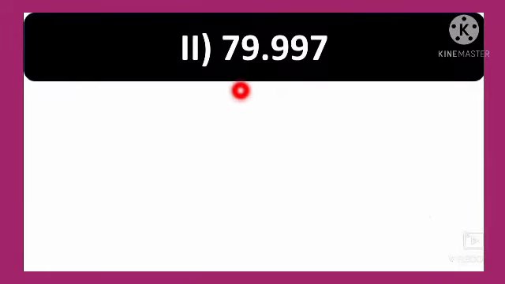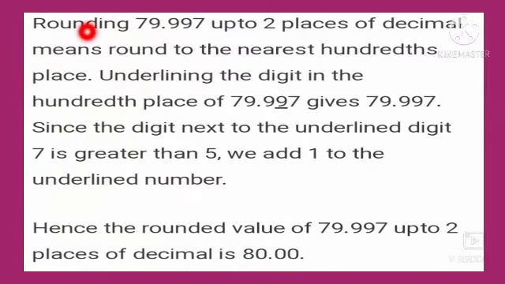Second problem, 79.997. Round to 2 places of decimal, which means round to the nearest 100th place. So here, which number is in the 100th place? It is 9. So as our first step, underline the digit 9. That is, rounding 79.997 up to 2 places of decimal means round to the nearest 100th place.